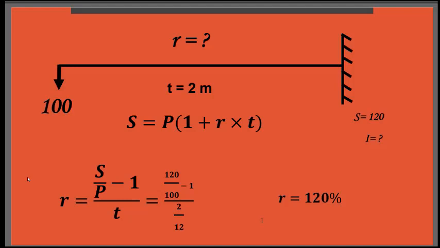Another solution for this example. In the formula S equals B times (1 plus RT), R will be equal to (S over B minus 1) over T. S equals 120, B equals 100, minus 1, over T equals 2 months, so T will be equal to 2 over 12. So R will be equal to 120%. The same result.